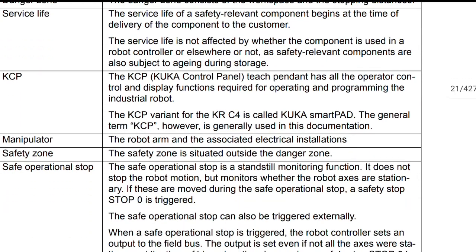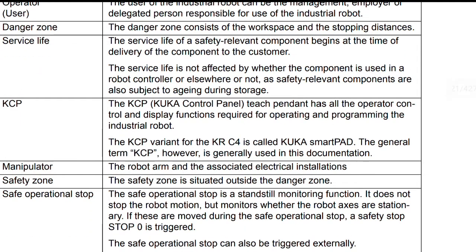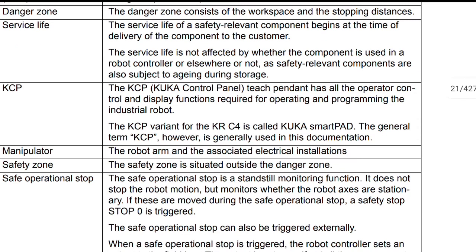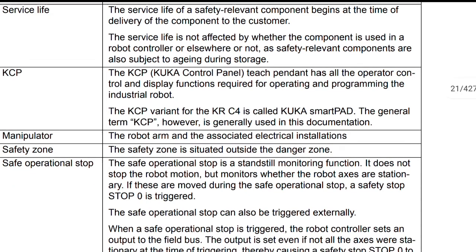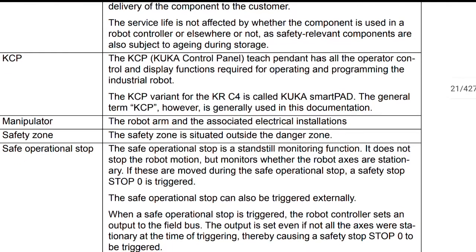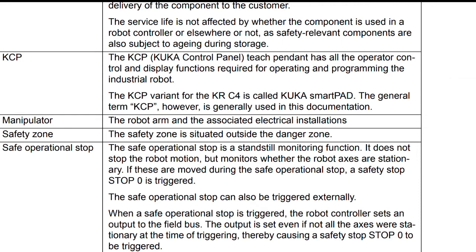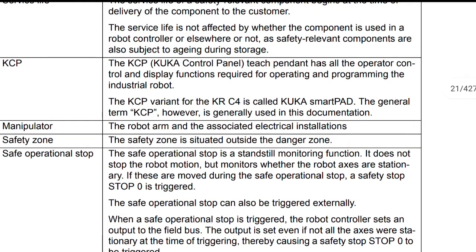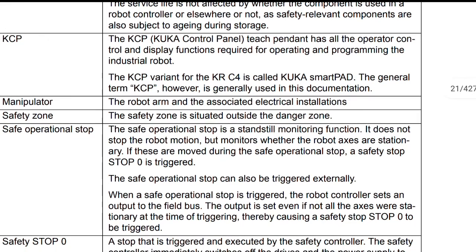KCP. The KCP is the KUKA control panel. Each pendant has all the operator control and display functions required for operating and programming the industrial robot. The KCP variant for the KRC4 is called KUKA smartPAD. The general term KCP, however, is generally used in this documentation. Manipulator. The robot arm and the associated electrical installations. Safety zone. The safety zone is situated outside the danger zone.